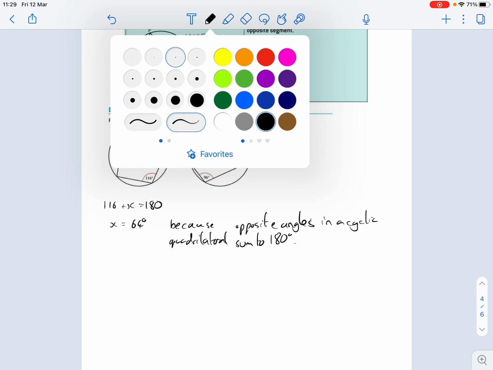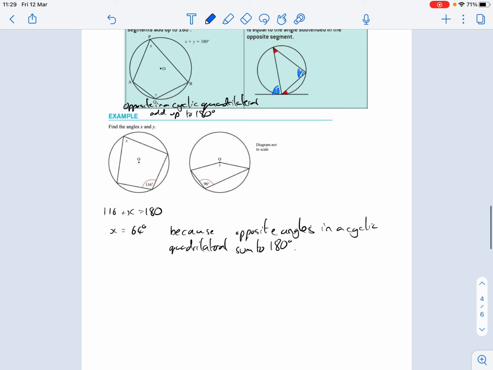Second one, let's do some different colour. We've got to take a couple more steps. We can't do that immediately because this isn't a cyclic quadrilateral. This point doesn't touch the edge of the circle. But what we could do is make one that does. So we've got three parts here and here of a cyclic quadrilateral. So I'm going to add in an extra shape. Let's add that in there.